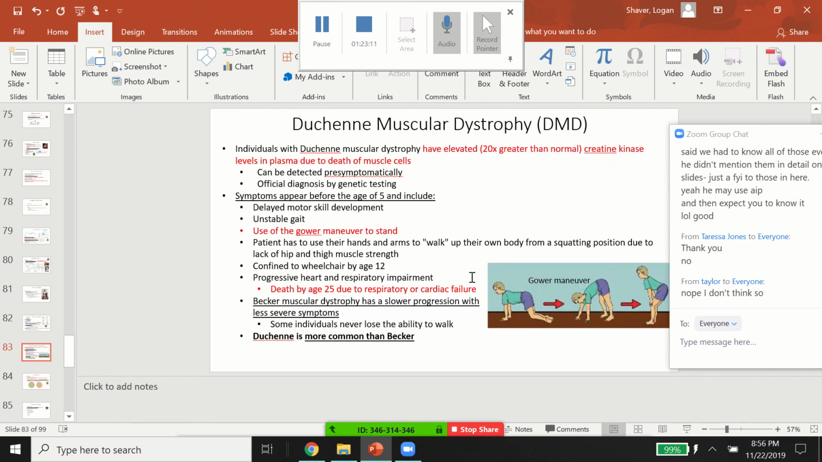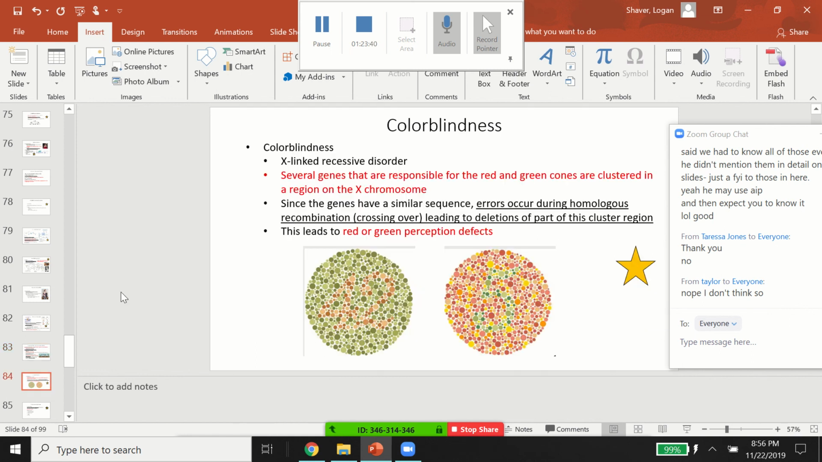I thought this was also an important slide to include, because it goes into a little more detail about what muscular dystrophy looks like and what kind of signs they have. This Gower maneuver is very important. They talked a lot about that in MSK. You see it and automatically think, oh, muscular dystrophy. Anyway, that's pretty much it for DMD, or muscular dystrophy in general.